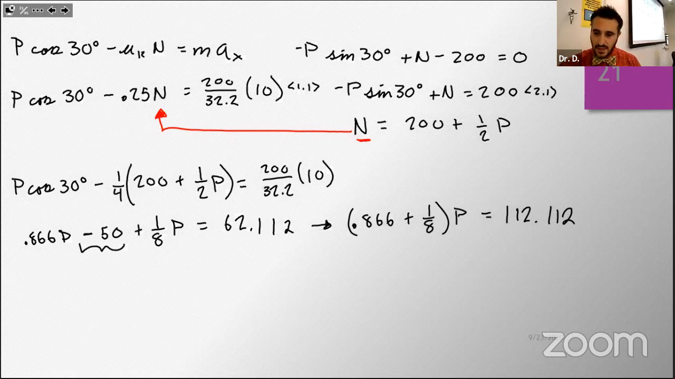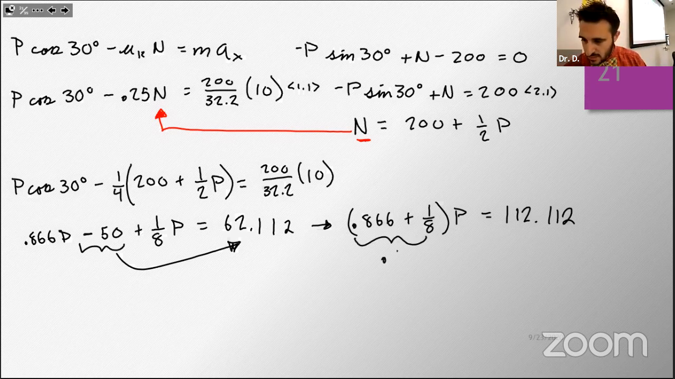You guys see what I did? I took this 50 and added it to the other side. Then I grouped my like terms, because those are both multiplied by P. Well, now I can divide by 1/8 plus 0.866, which is 0.991. So P is 112.112 divided by 0.991.